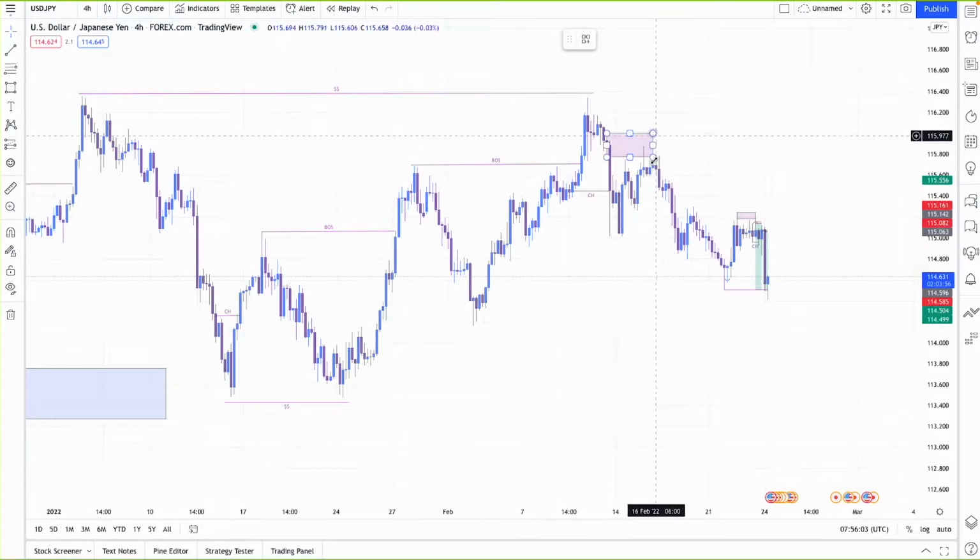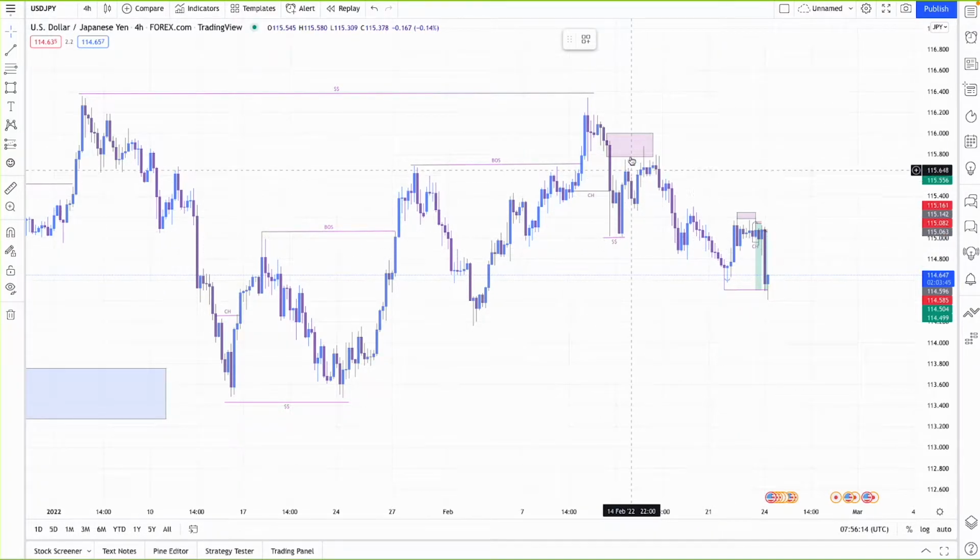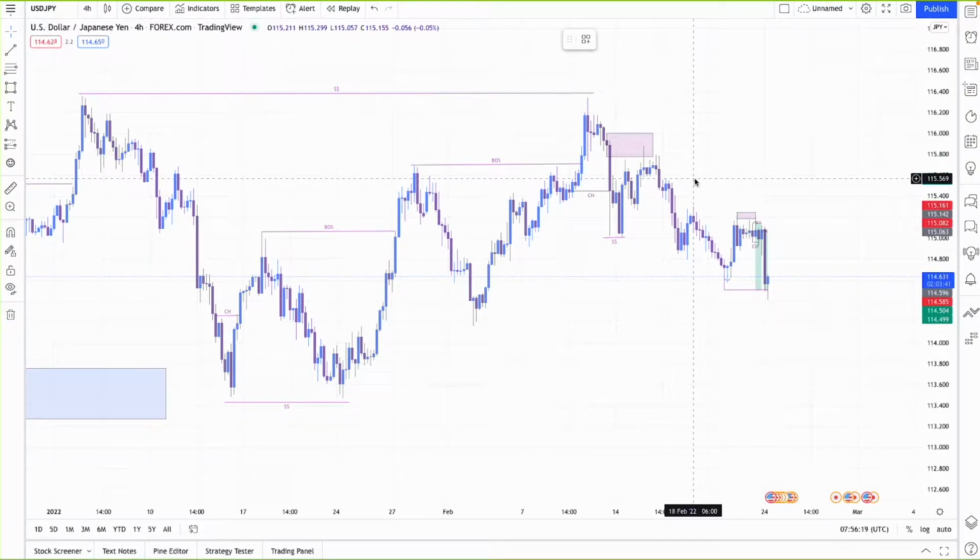So price comes back, mitigates supply, and then once again takes out these equal lows right here, which was also a reason for price to go down, which is where we targeted for our shorts, because we're just playing the higher time frame order flow on the lower time frame entries.